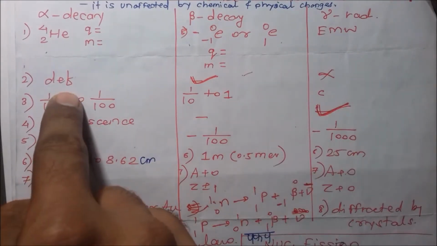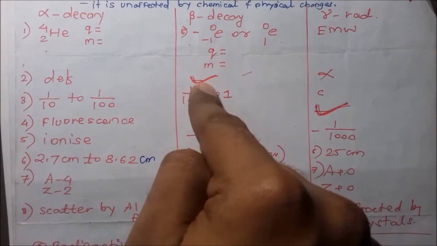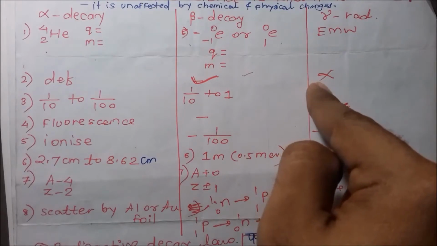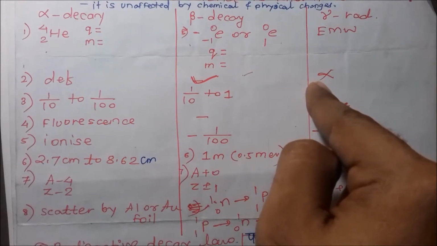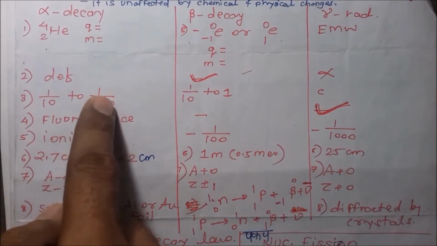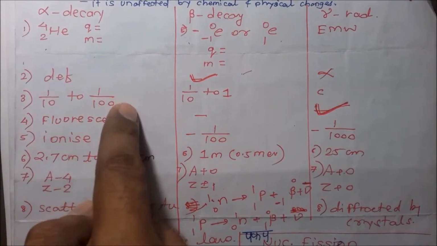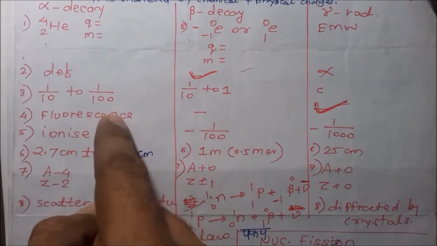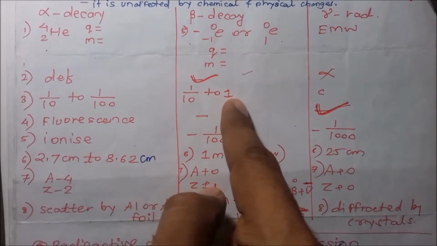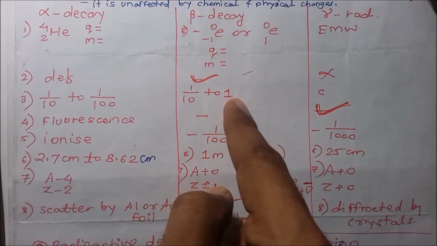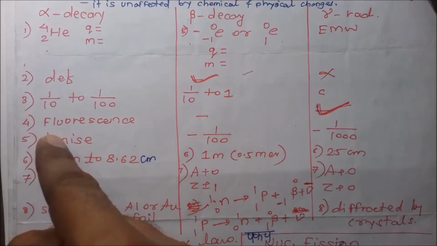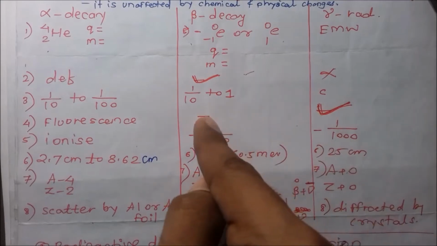Alpha particles get deflected, beta particles get deflected. EMWs, gamma rays, do not get deflected by electric field and magnetic field. Velocity of alpha is 1 by 10 to 1 by 100 of the velocity of light, c by 10 to c by 100. Velocity of beta is c by 10 to c, but not c. For gamma, velocity is c. Alpha shows fluorescence, gamma does not show fluorescence.